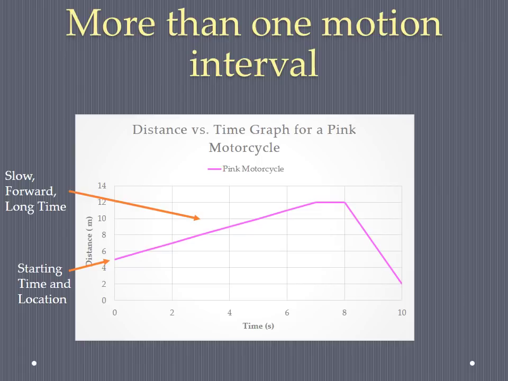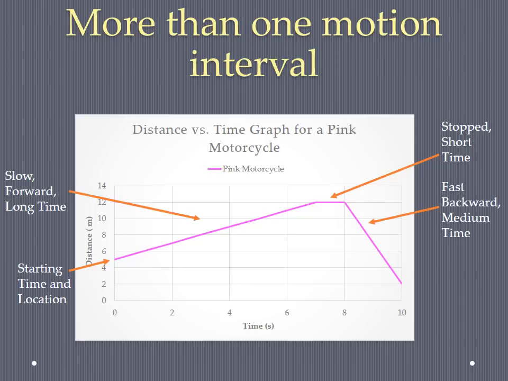The next place you get to is the one with the horizontal straight line. Remember, that's an object that stopped. And you could see it's a short amount of time. It's about 1 second, from 7 to 8 seconds. Then you've got this negative slope next that goes from about 8 to 10 seconds, which means the object is moving backwards and at a faster pace because you have a steeper slope. And then we've got one more. That's our ending time and the location that they stopped at, which was at 2 meters.